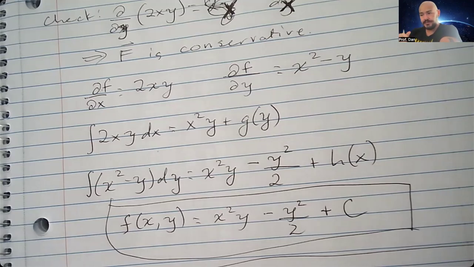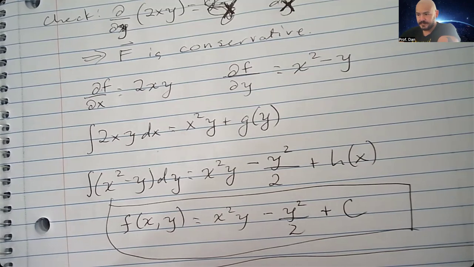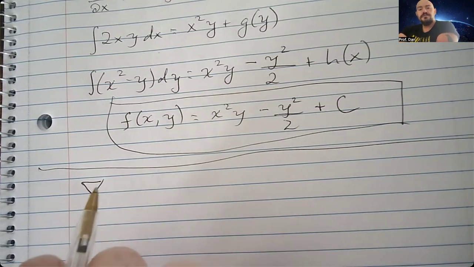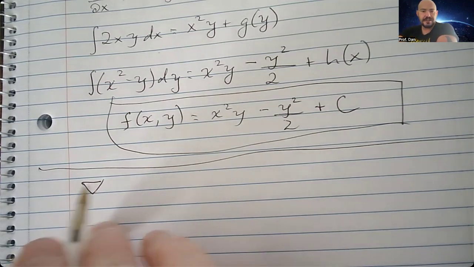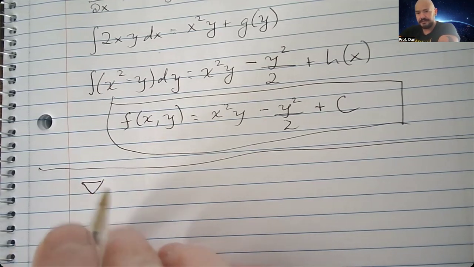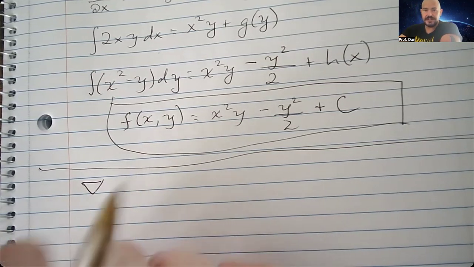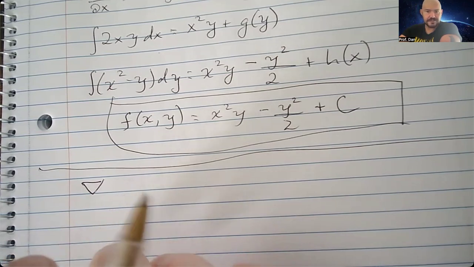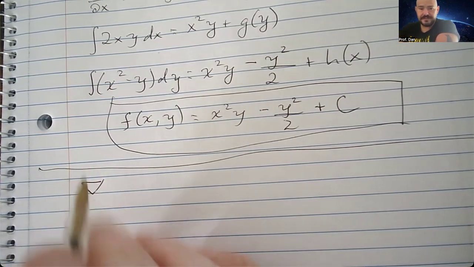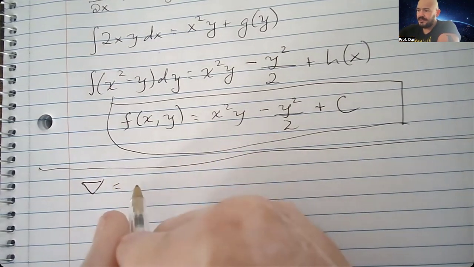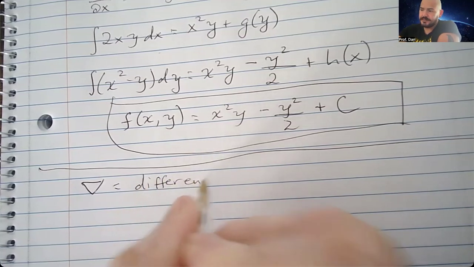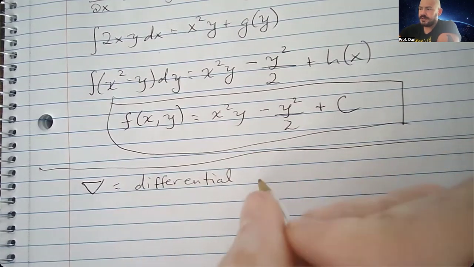Before I talk about curl, though, I want to bring up this guy, del. We've only seen this in one context so far, namely that this is the symbol that we use to take the gradient of whatever function comes after it. When we learn about curl and another thing called divergence that I'll also talk about in this video, you'll see this used in a different way. So this is an example of what we would call a differential operator.